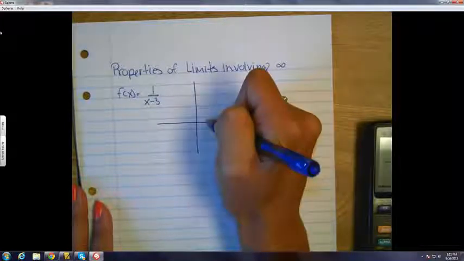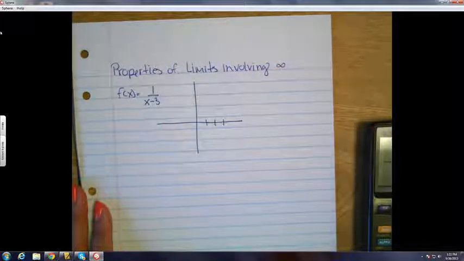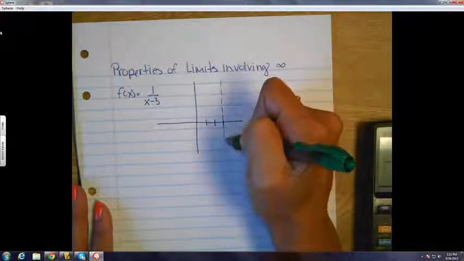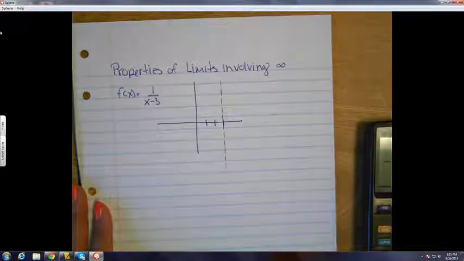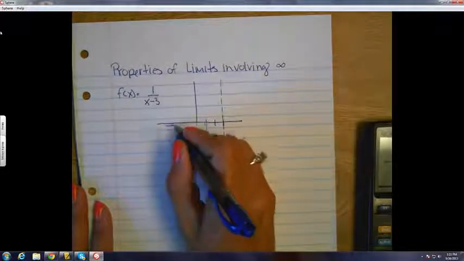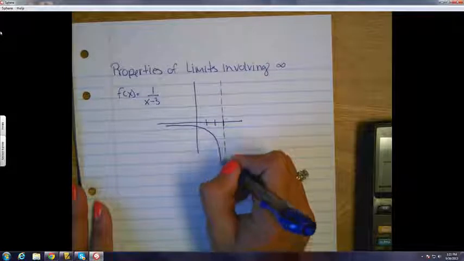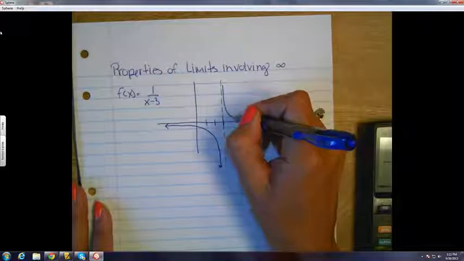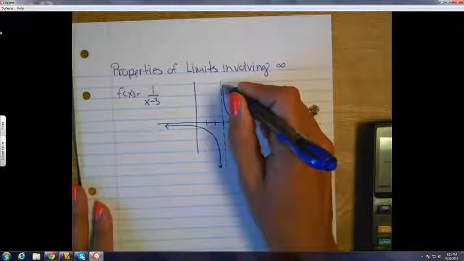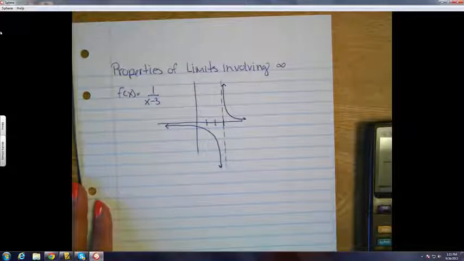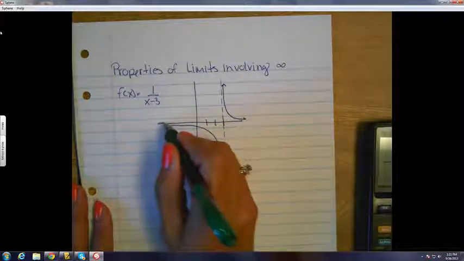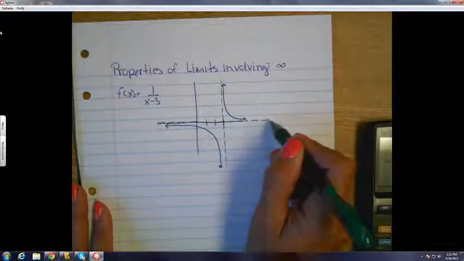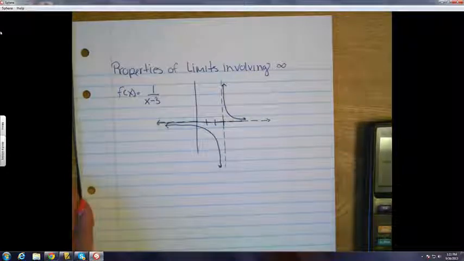So at 3, we have that vertical asymptote, your imaginary line, not a part of the graph, just when you approach. And then we've got these two branches. Looks like this and this. And it really looks like the x-axis is a horizontal asymptote. We get closer and closer to the x-axis too, but never cross over it. So two asymptotes in there, one vertical, one horizontal.